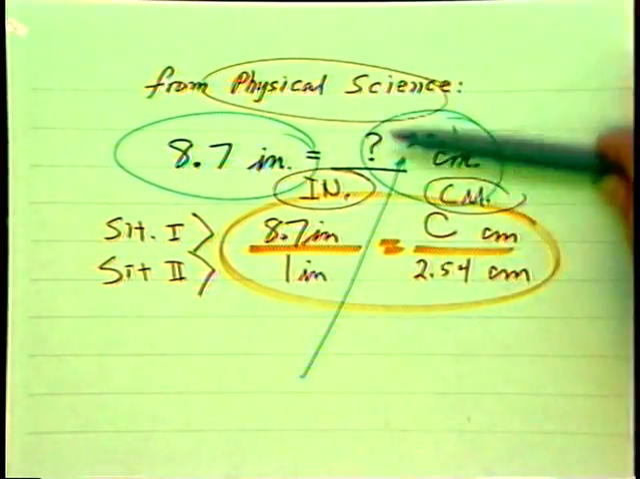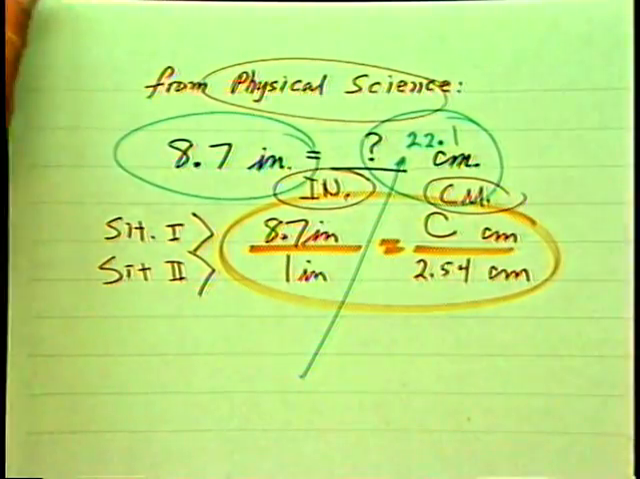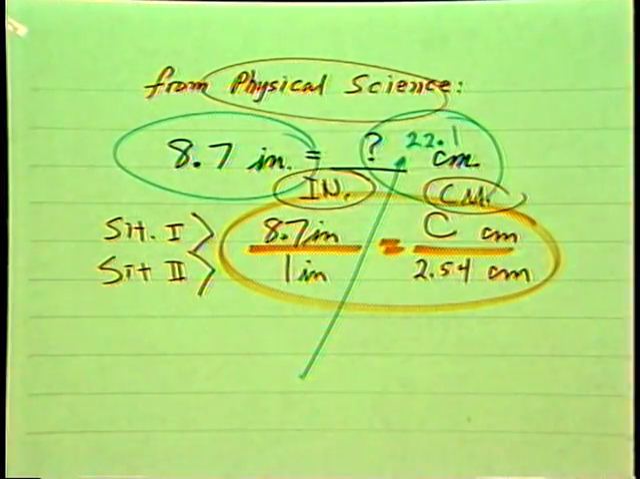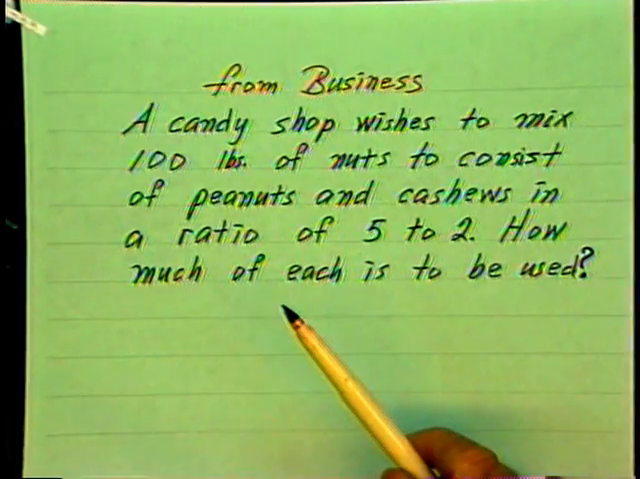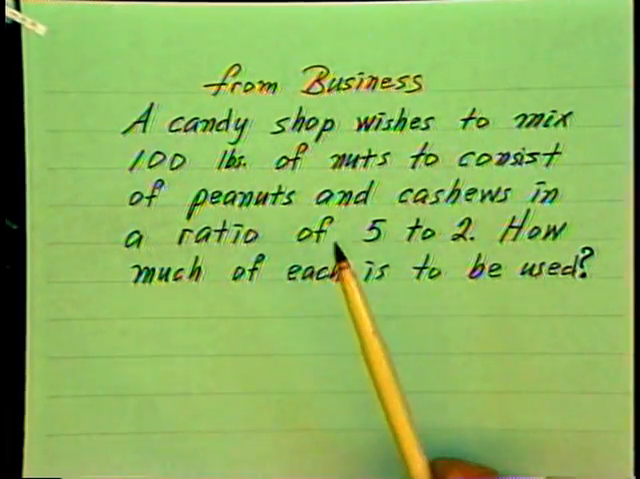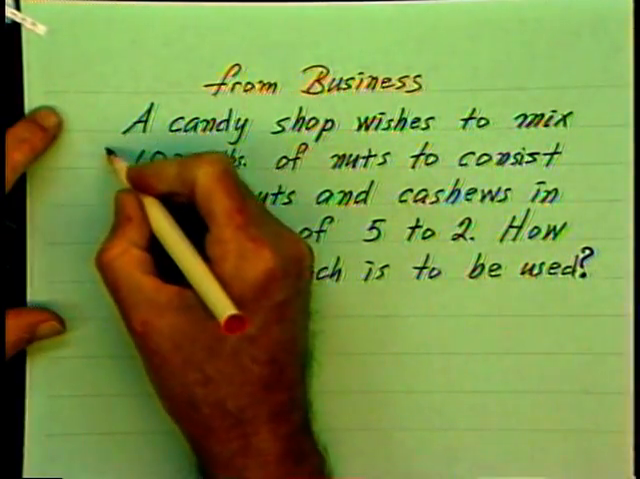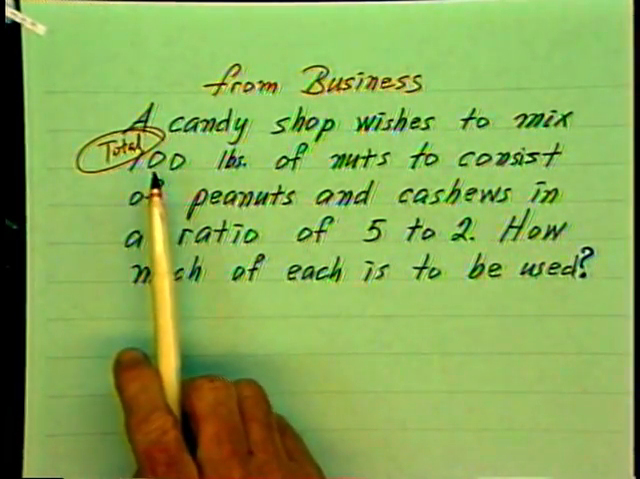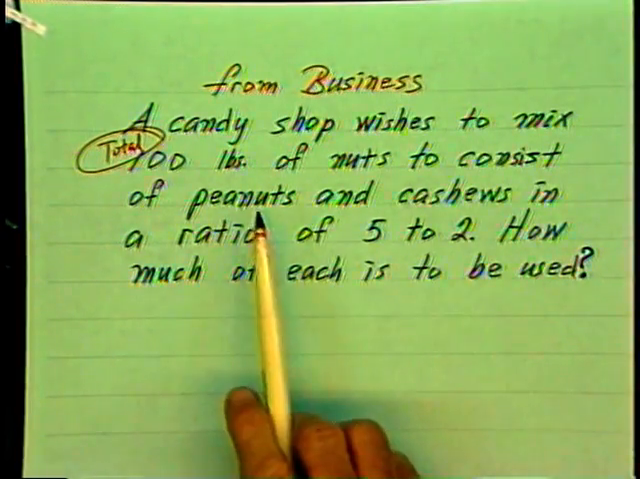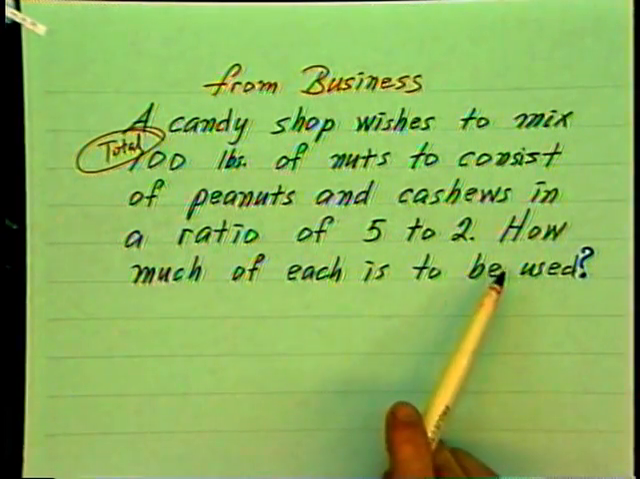So that idea right there eliminates a whole host of problems that most students have at the beginning of almost every single science class. From business, proportion problems occur quite frequently. A candy shop wishes to mix 100 pounds. Now note, they're giving us a total here, and we mentioned that 2 lessons ago. A total of 100 pounds of nuts to consist of peanuts and cashews in a ratio of 5:2. How much of each is to be used?